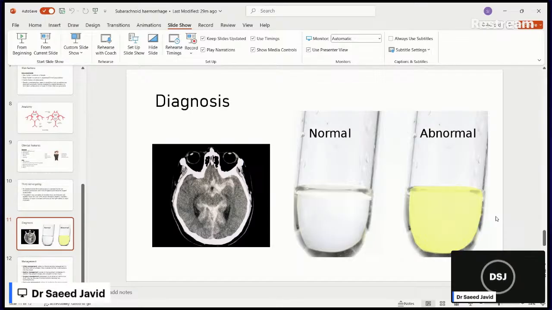Does that make sense? So I'm going to talk about 4 things that are really important when you're completing an LP. The first thing is your opening pressure. So typically your opening pressure, it may be normal, but it will probably be elevated actually in a subarach.